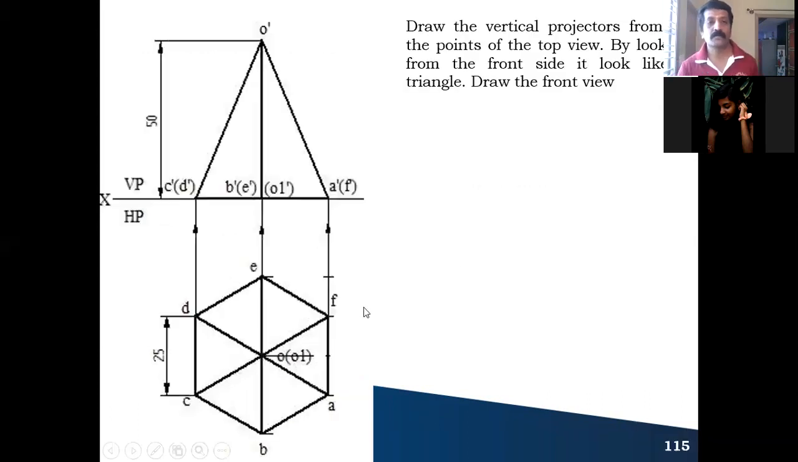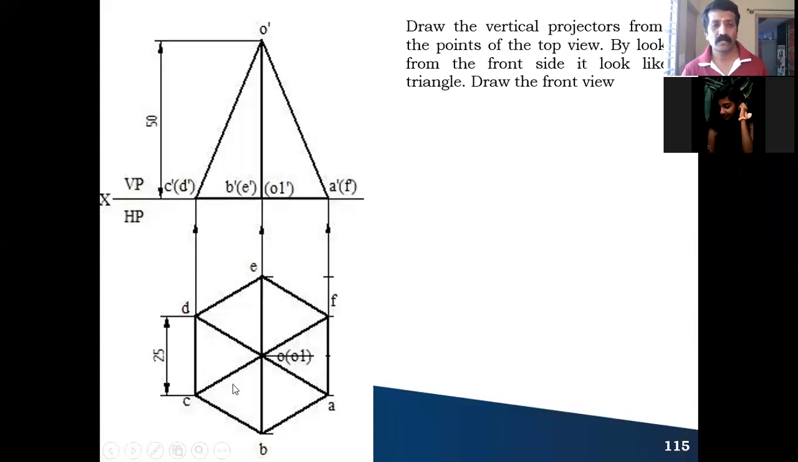To get the front view, you need to draw the vertical projectors from all the points till they meet the XY line. This is the axis point here. Extend this axis point vertically and cut 50 millimeter on it. That is the height of your pyramid. I call that O dash, the apex point. Join it to all the corner points like this. So it looks like a triangle in the front view.